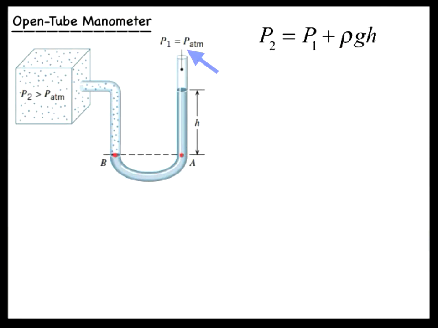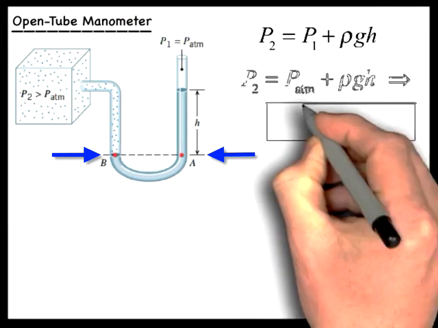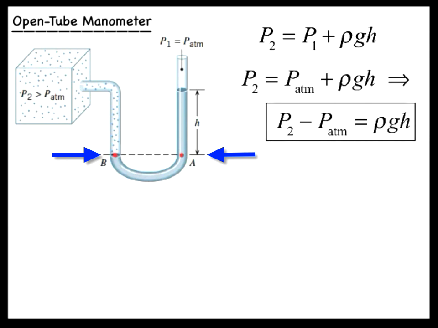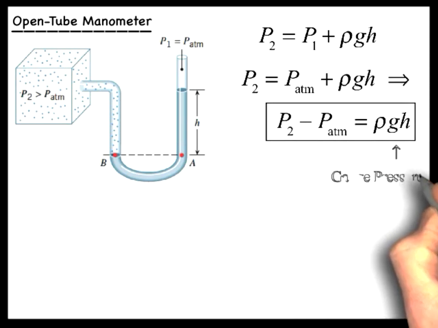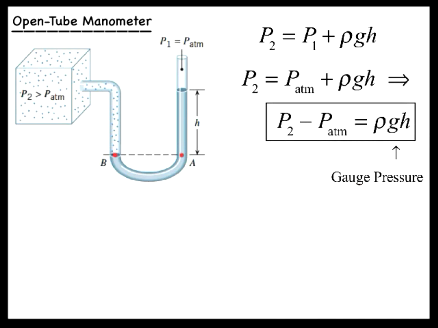Atmospheric pressure exists at the top of the right column, so that P1 equals P atmosphere. The pressure P2 is the same at points A and B, so that P2 equals P atmosphere plus rho gh, or P2 minus P atmosphere is equal to rho gh. The height h is proportional to the change in pressure, which is called the gauge pressure. The gauge pressure is the amount by which the container pressure differs from atmospheric pressure.